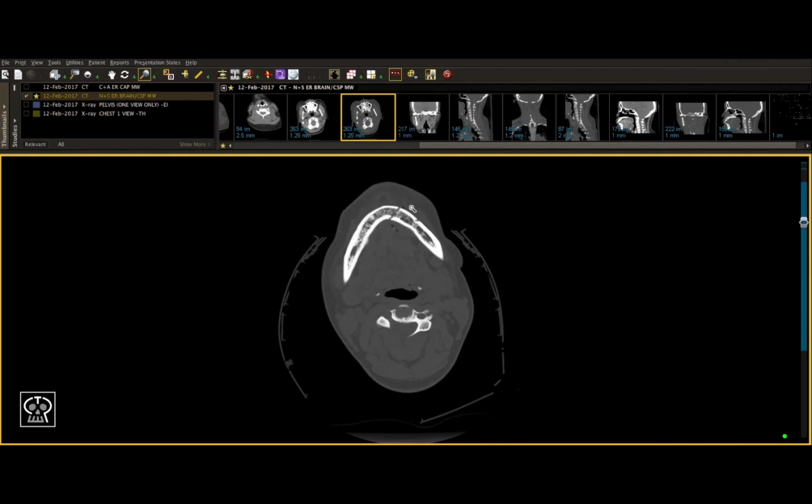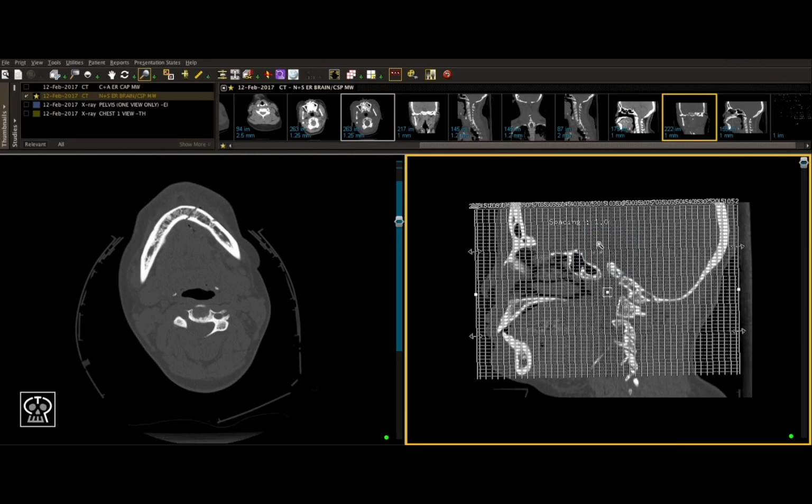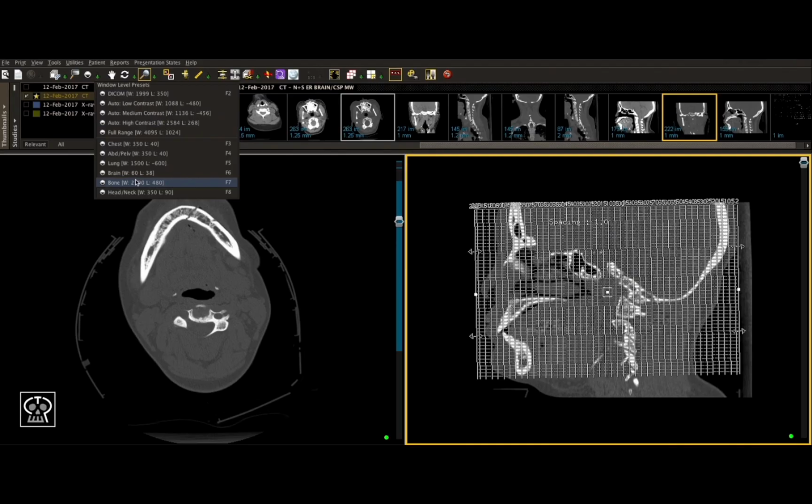Now let's say you saw this fracture, but you weren't completely sure. As mentioned before, it's always good to look at a fracture from two views, not only because it will confirm the fracture, but it'll also give you more information on whether it's displaced and where exactly the fracture is.